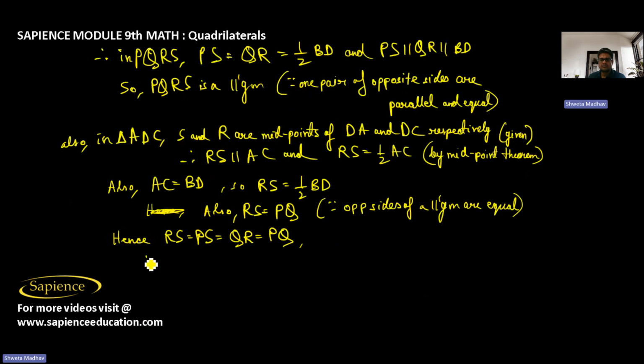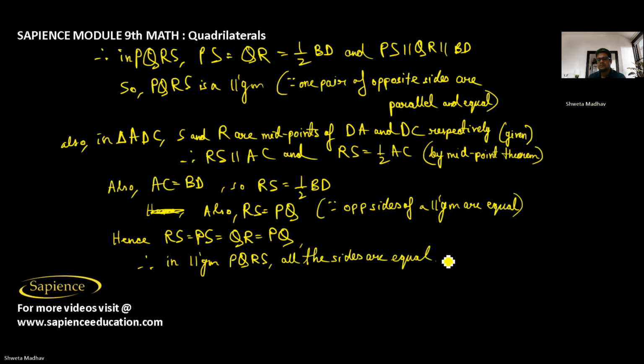So therefore we can see that in parallelogram PQRS, all the sides are equal. Hence PQRS is a rhombus. So hence proved.